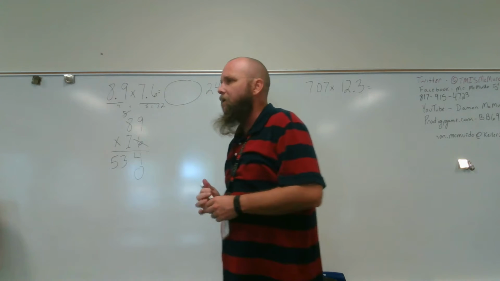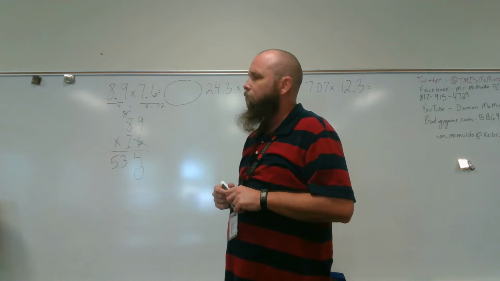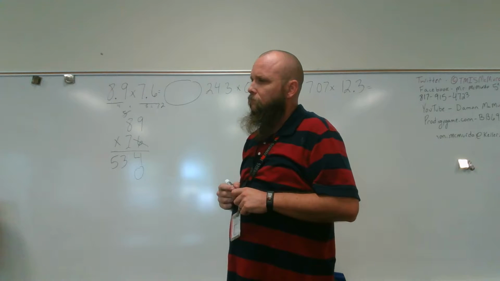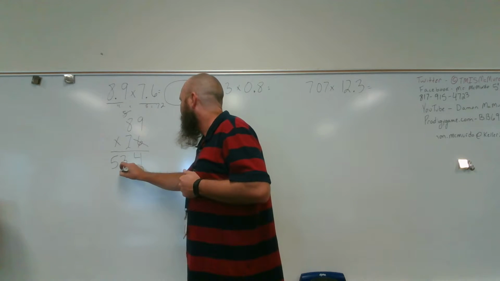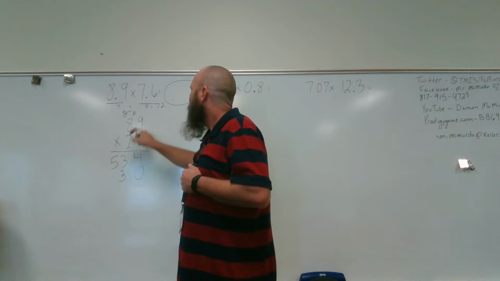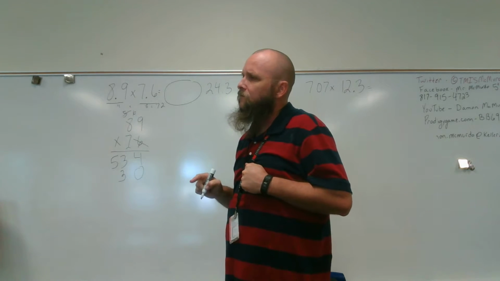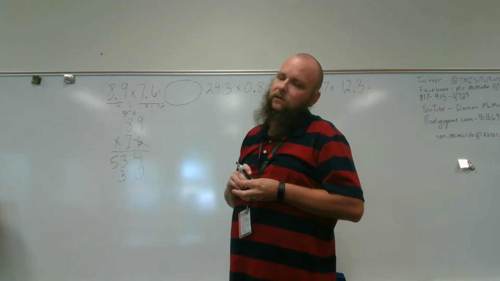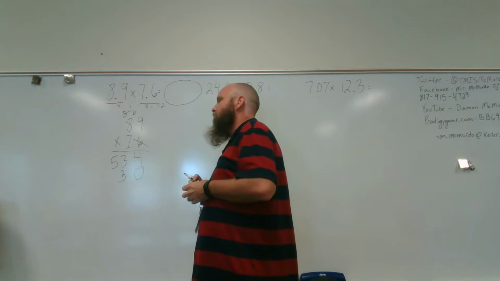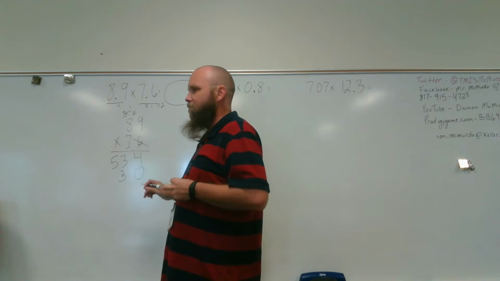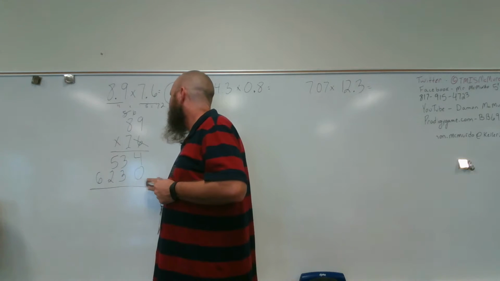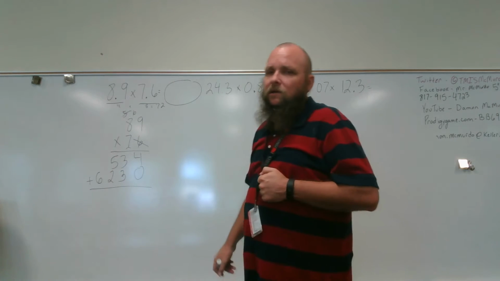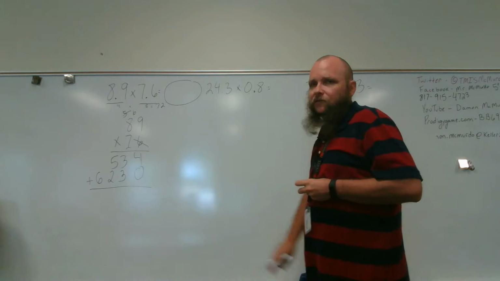And 7 times 9 is? 7 times 9 is 63. And 7 times 8 is? 7 times 8, 56. 56 plus 6 is 62. Now we find the sum of these two products.